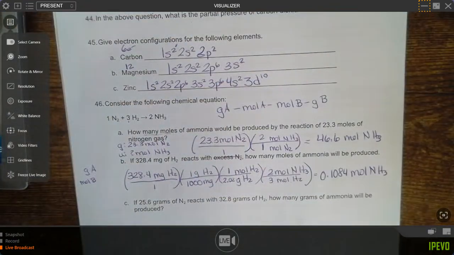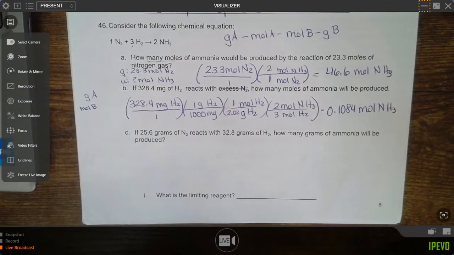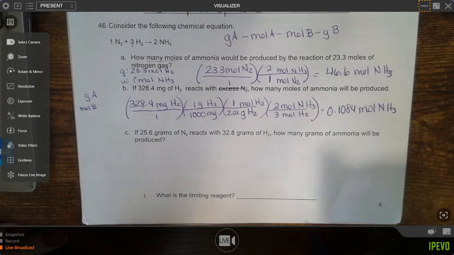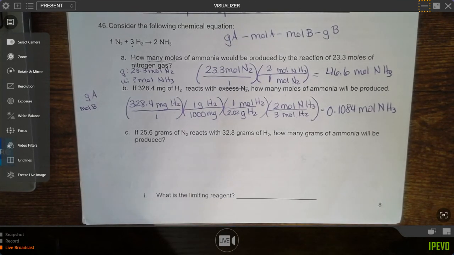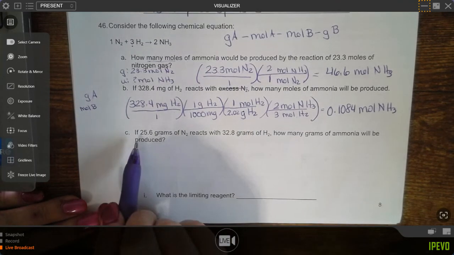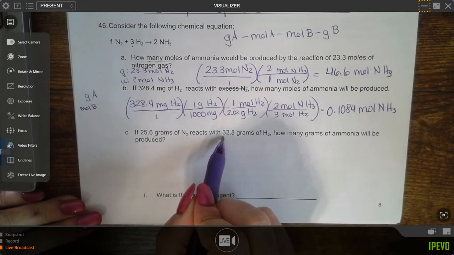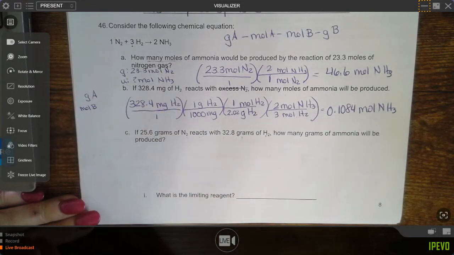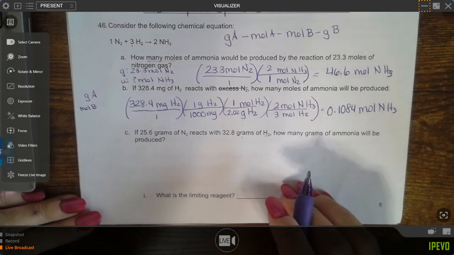All right, the next one is a limiting reactant. This is the granddaddy of stoichiometry. The good news is it's only going to ask you for the limiting reactant. It doesn't make you calculate the excess, so that's good. I think that's a time-saving thing because I know you only have a limited time to do this test. So, if 25.6 grams of N2 reacts with 32.8 grams of hydrogen, how many grams of ammonia will be produced? Remember, this is where you have to do 2 gram-to-gram conversions.